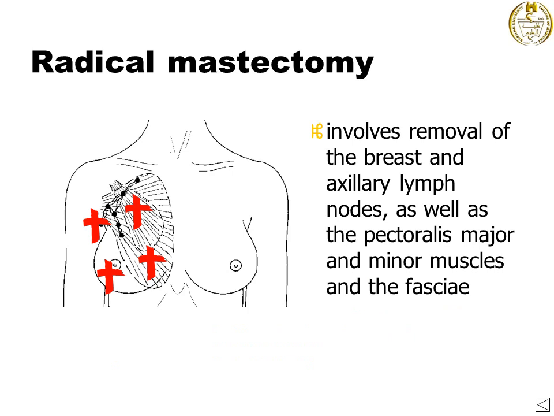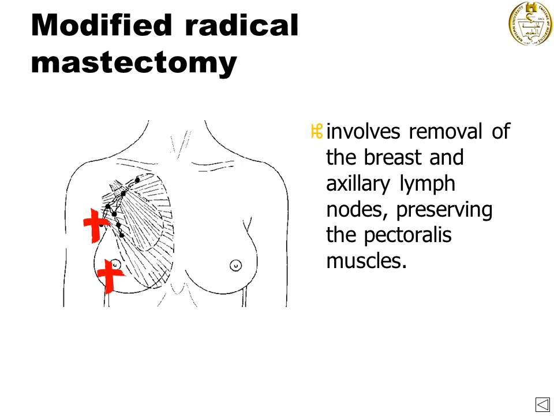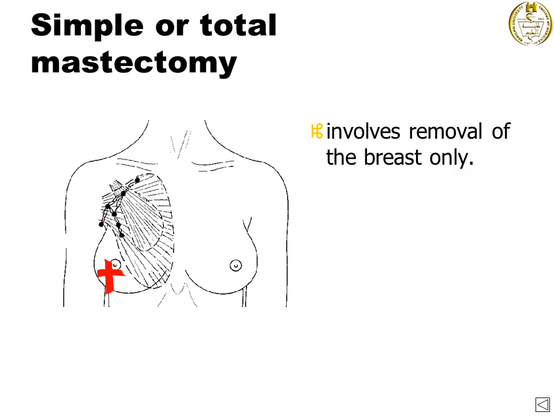Radical mastectomy involves removal of all the breast skin with lymph nodes, as well as pectoralis major and minor and fascia. Modified radical involves removal of the breast and axillary contents, preserving the pectoralis muscle. Simple involves removal of the breast only.